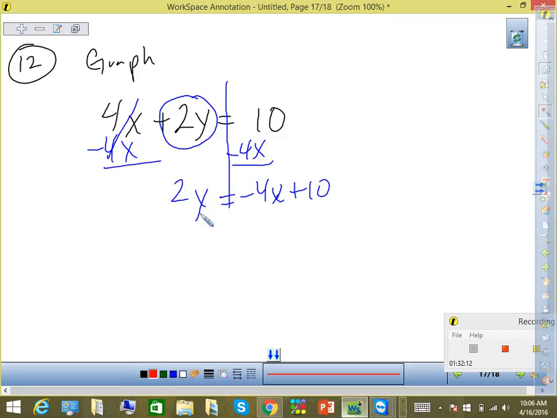Is y already by itself? No, we still have that number next to it. So how do we cancel that? Divide by 2, divide by 2. Y equals, what is negative 4x divided by 2? Negative 2x. What is 10 divided by 2? 5. Do you know how to graph this? Use that same little coordinate plane that you had and graph that line, please. It might overlap with the other ones, but that's fine.